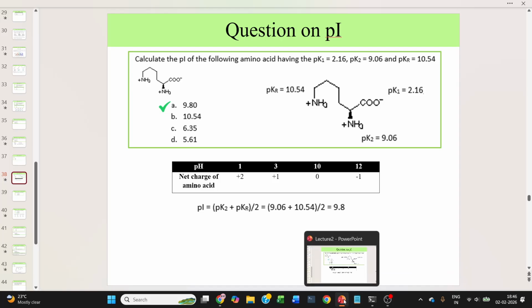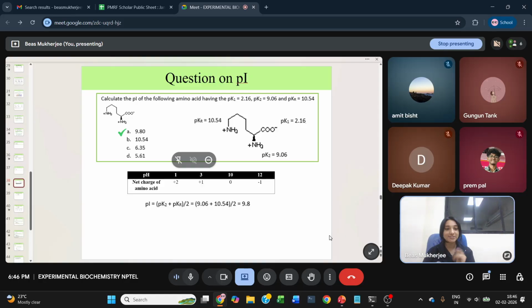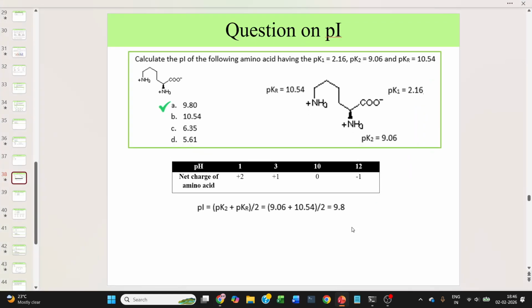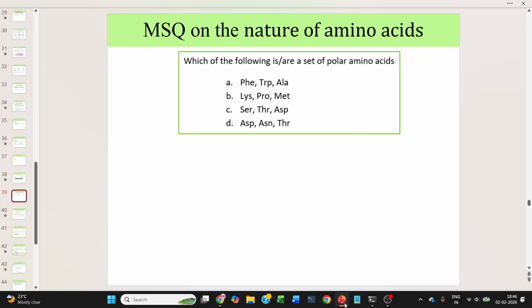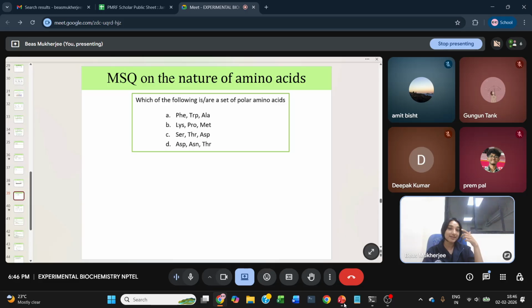Yes, very good, correct. The PI of this amino acid is 9.8. The name of this amino acid is lysine. If you go back to our previous slides, you will see that this is actually lysine. Why is it very easy to understand that it is lysine? Because lysine has this NH3 plus attached to its epsilon carbon. That means the alpha carbon has all the other functional groups, and then there is the beta carbon, gamma carbon, delta carbon, and finally, on the fifth carbon, this NH3 plus is attached.